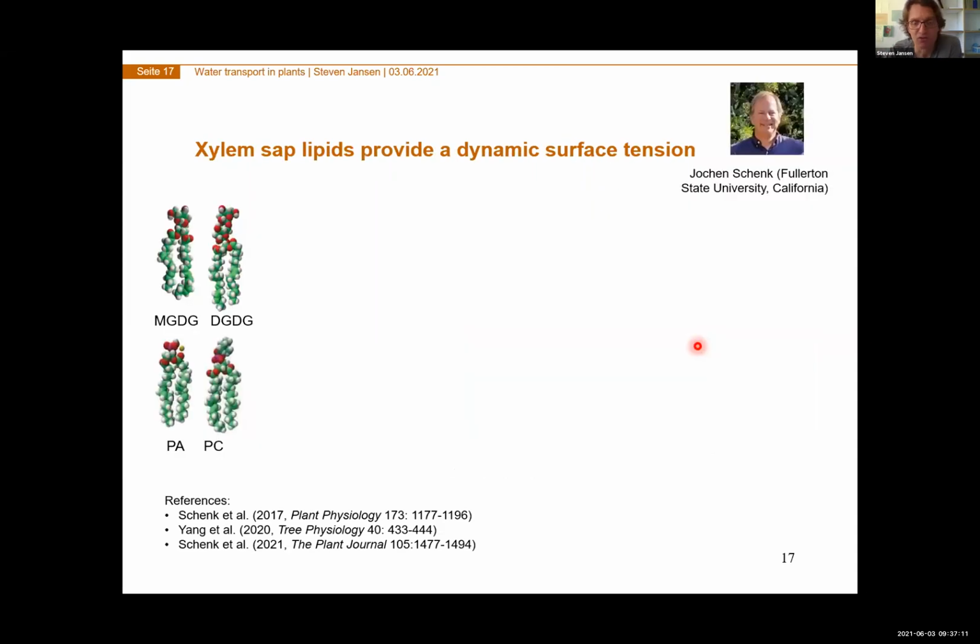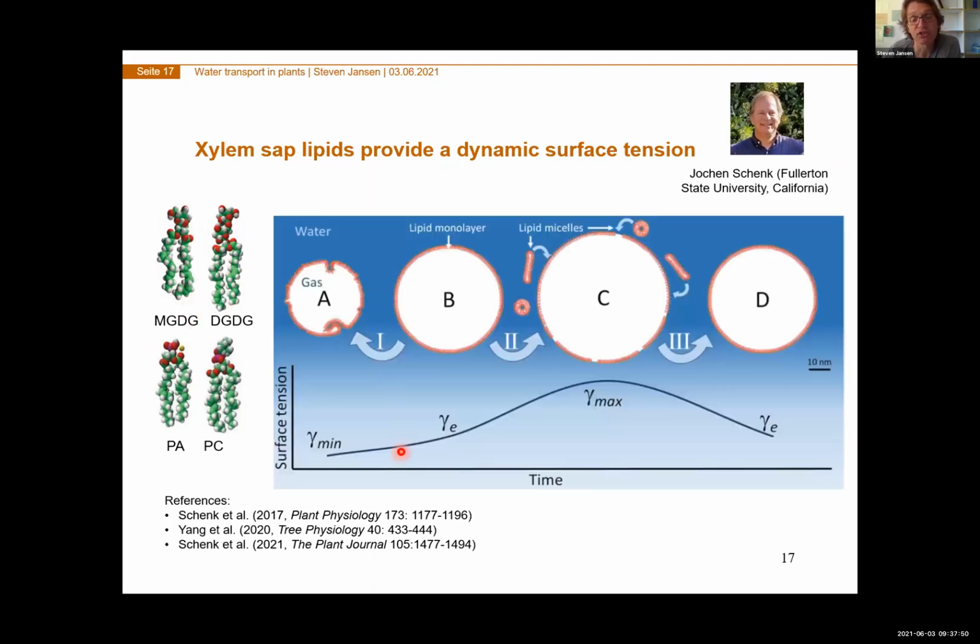But these lipids are really crucial if you think about the nanobubbles. Otherwise, they wouldn't exist. The internal Laplace pressure would be too high and would make them dissolve. So we started looking also at lipids, and I have to give credit to my colleague Jochen Schenk from California State University. We have phospholipids and we have galactolipids. They are amphiphilic, insoluble lipids that have very low concentrations in the xylem sap, but are there. They're coating the inner walls with their hydrophilic heads and their hydrophobic tails with their unsaturated fatty acid chains. And they are extremely efficient in changing the surface tension.